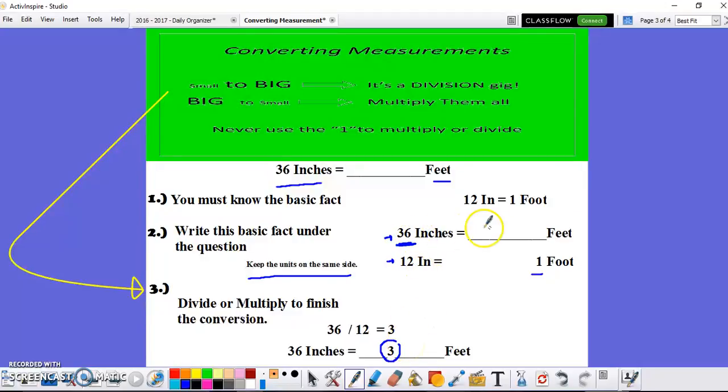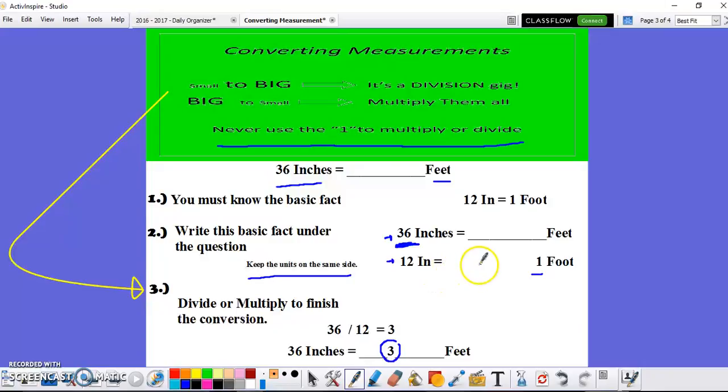And because I've set my problem up correctly, keeping your units on the same side, inches above inches, feet above feet, and understanding that I never use 1 to multiply or divide, I'm going to take this 36 and divide it by 12 because I can see, hey, there's my fraction bar, and of course I'm going to divide.